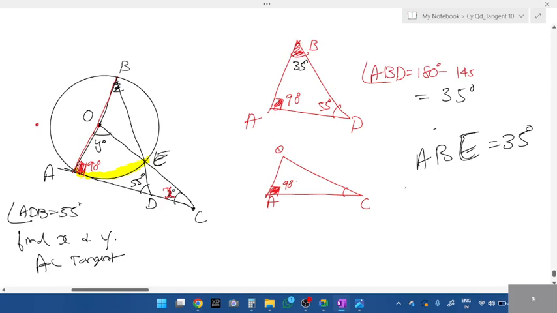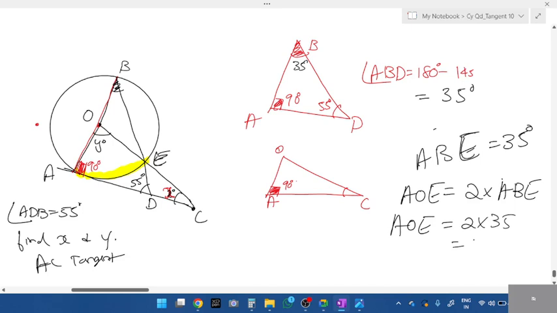Center is equal to twice the circumference. AOE is equal to 2 into ABE. So all of you look at AOE. That is only Y. 2 into 35 is 70 degrees. So AOE is Y degrees. Y is 70 degrees, students. Is it clear? All of you understood?